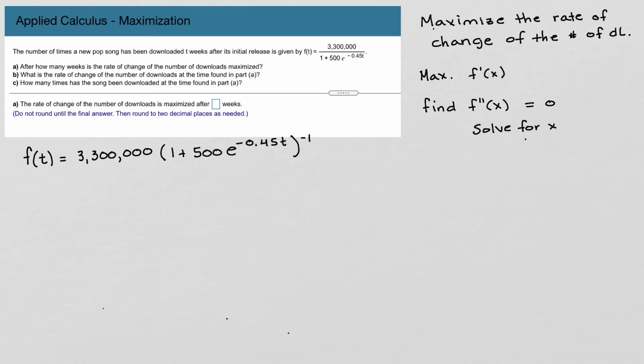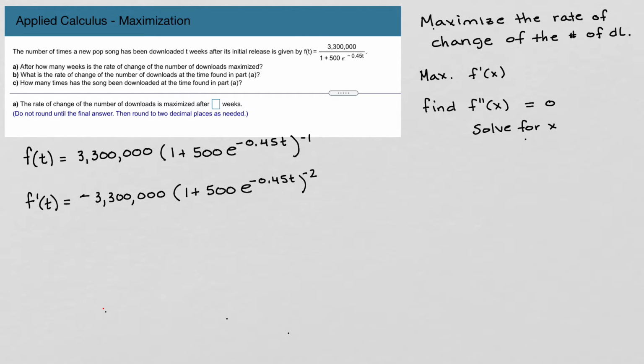So I've started by writing out the original function, and I wrote it a little bit differently so that I can use the power rule to find the derivative. So I have to find the first derivative before I can find the second derivative. So I have -1 times the 3.3 million, and that's times 1 plus 500 e to the negative 0.45t, and now that's going to be to the -2 power according to the power rule.